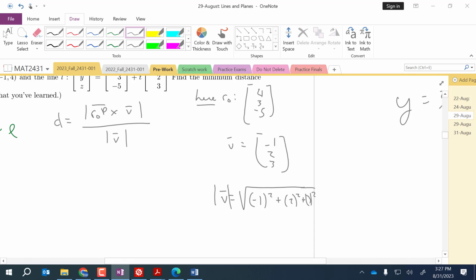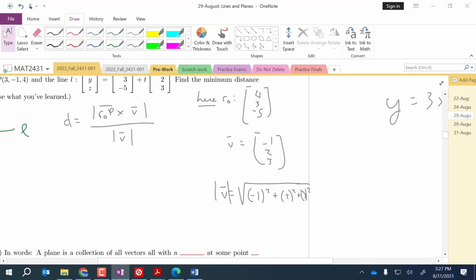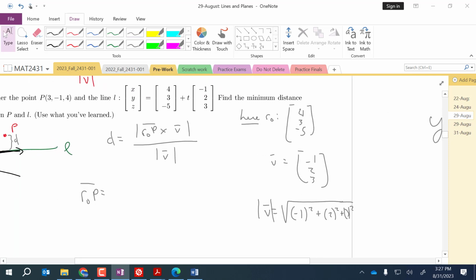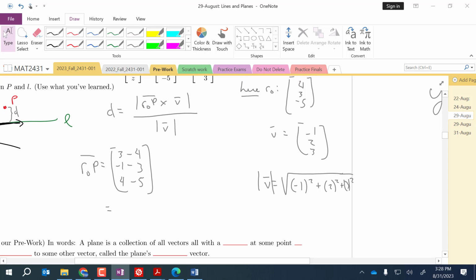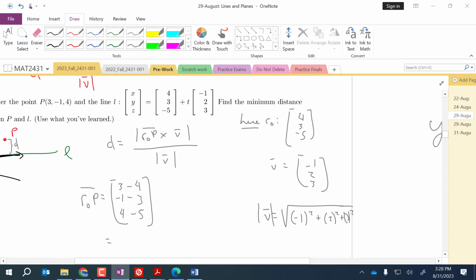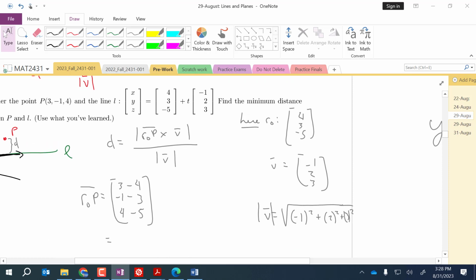So folks, at this point, this problem has become kind of a plug and chug. You're going to take R naught P. I guess let me give that to you too. What's R naught P? Well, it's got to be a vector whose tip is at P and whose tail is at R naught. So all we'll do is 3 minus 4, negative 1 minus 3, and 4 minus 5. We took the tail minus the tip, and that will give us that vector. Isn't that the vector P R naught, not R naught P? We took P. Or am I? Nope, you got that backwards. Okay, yep. I see.